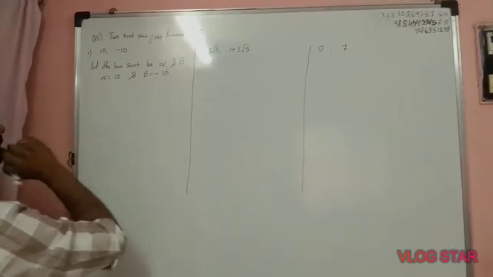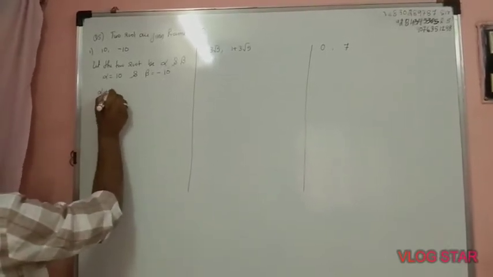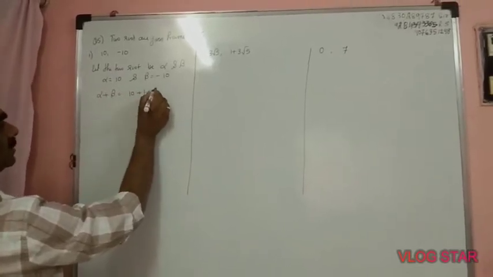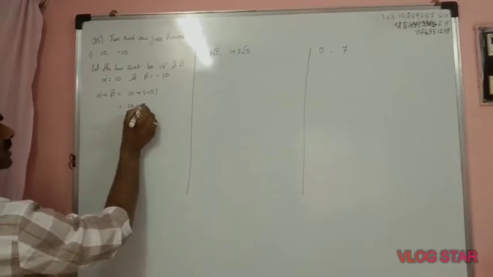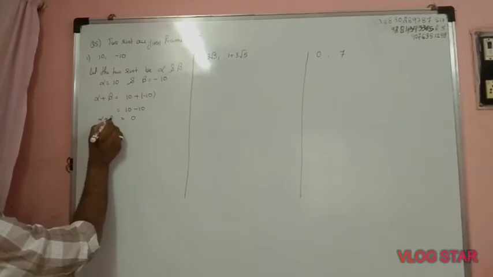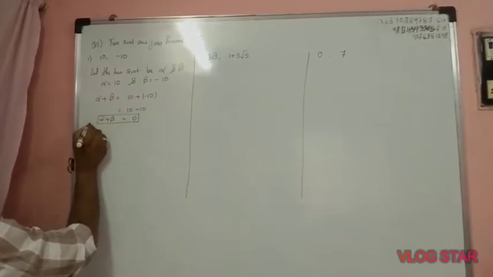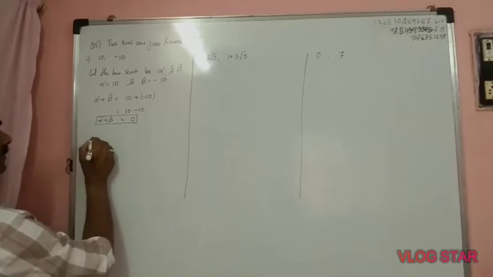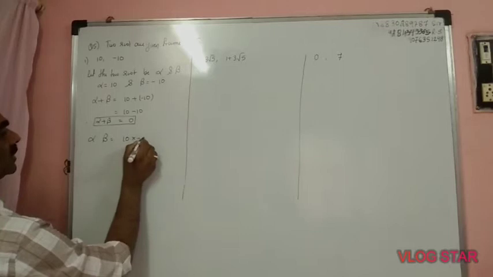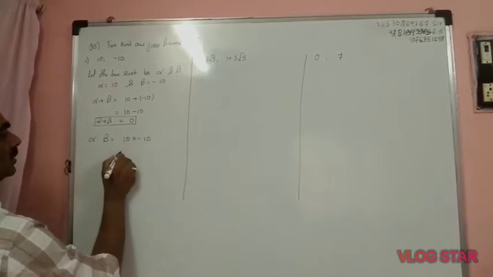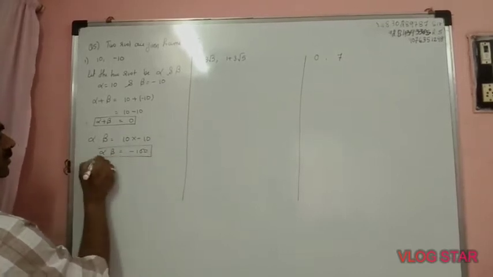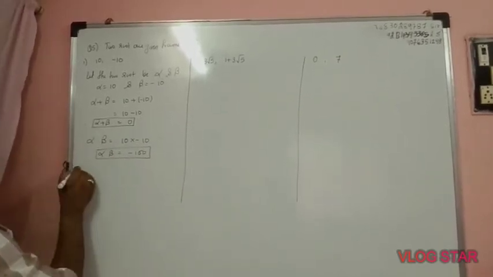Alpha plus beta. Right? So alpha plus beta is equal to 10 plus minus 10, is equal to 10 minus 10, is equal to what? 0. So alpha plus beta, we got the value 0. Now find alpha into beta. Alpha into beta is 10 into minus 10, is equal to what? Minus 100. So alpha into beta, we got minus 100. Right?